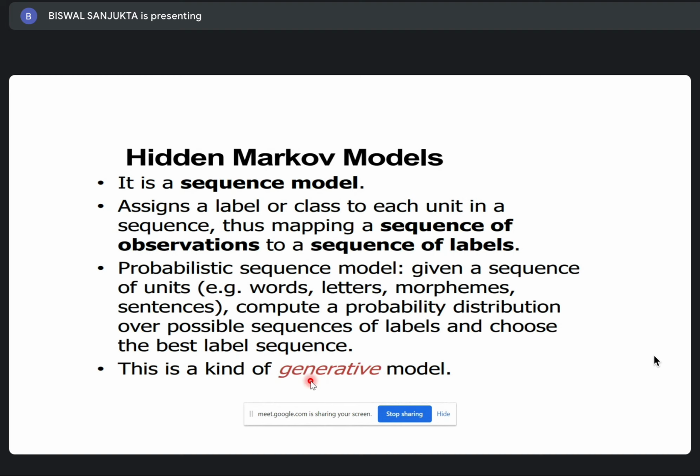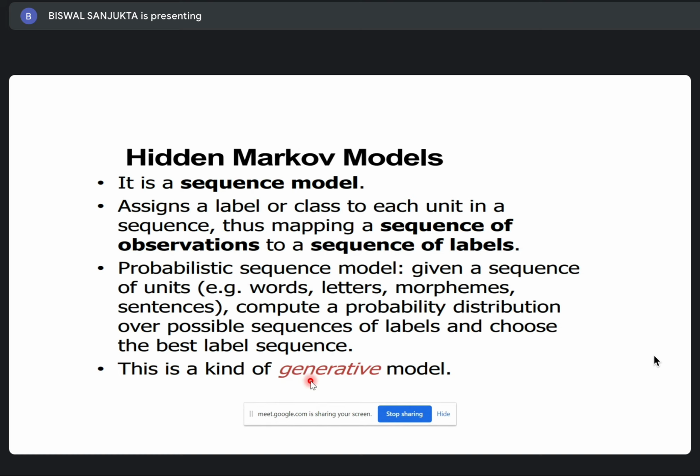So if you see, since we are talking about a probability distribution, if I want to generate the data, I can also do it. How will I do? Because I can take the probability of data given a class on the left-hand side, and on the right-hand side, I can take the probability of class given the data. So in that way, we can generate the data.